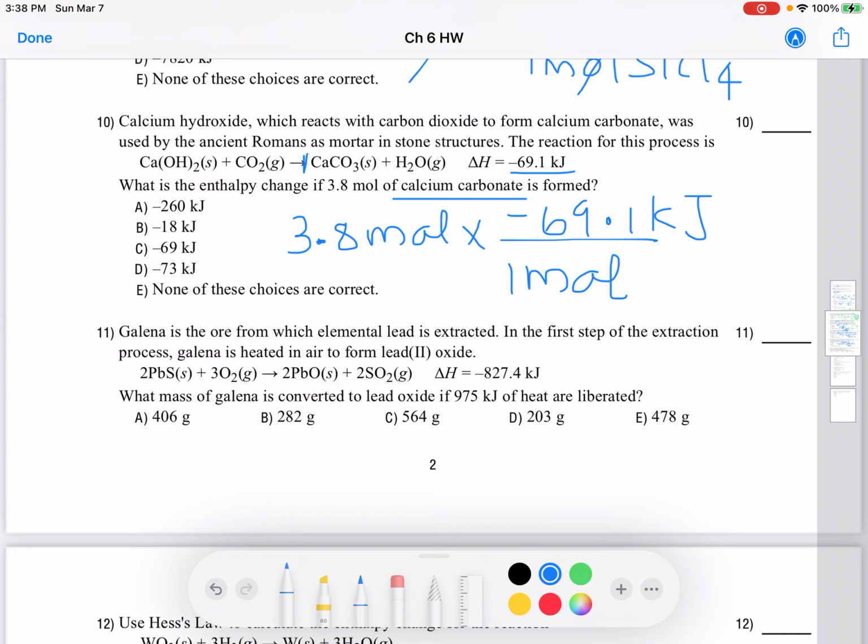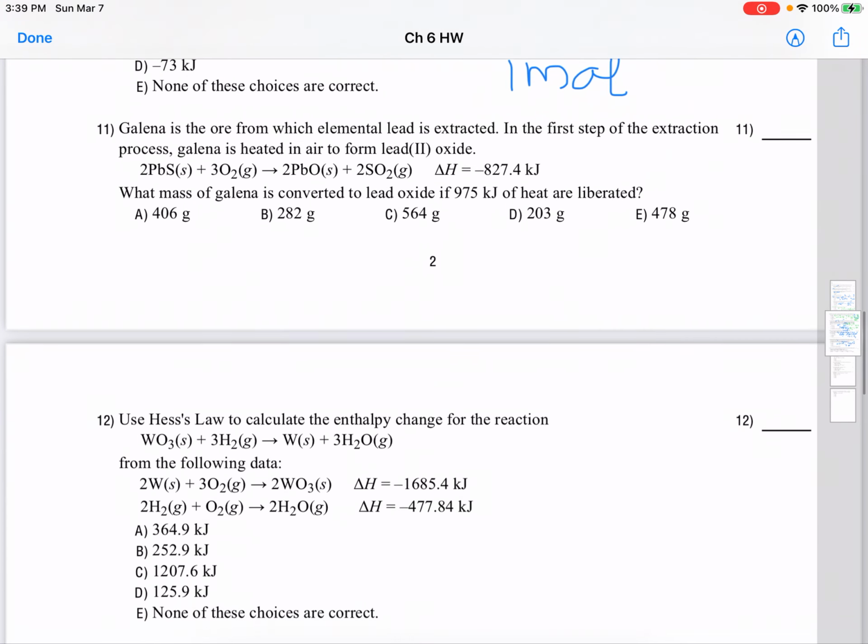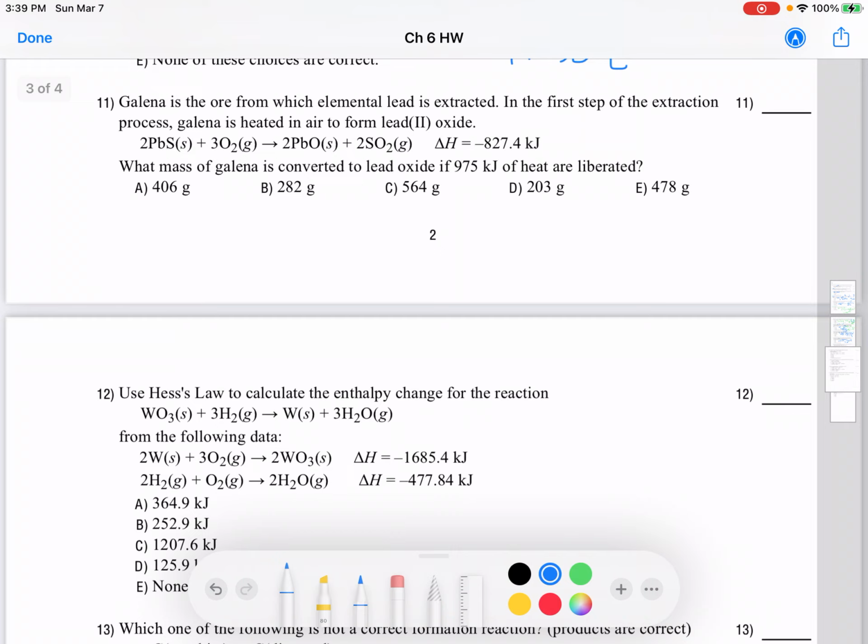And number 11. Galena is the ore from which elemental lead is extracted. In the first step of the extraction process, galena is heated in air to form lead oxide. What mass of galena is converted to lead oxide if 975 kilojoules of heat are liberated? Again, we are given the balanced equation. We want to find out what mass of galena is converted.